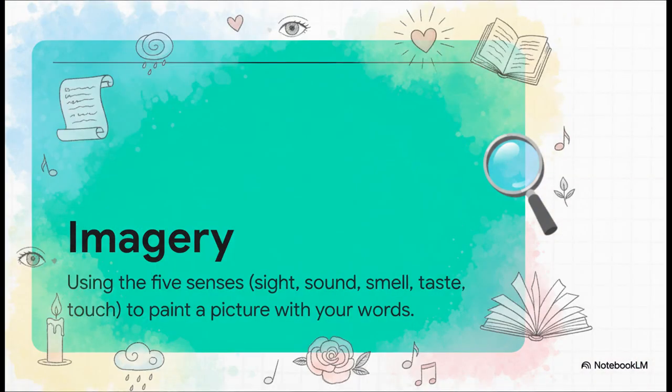Now for imagery. This tool is all about inviting your reader to step inside the world of your poem. When you use words that trigger the 5 senses, sight, sound, smell, taste, and touch, you're not just telling them about something, you're making them feel it, like they're right there with you.